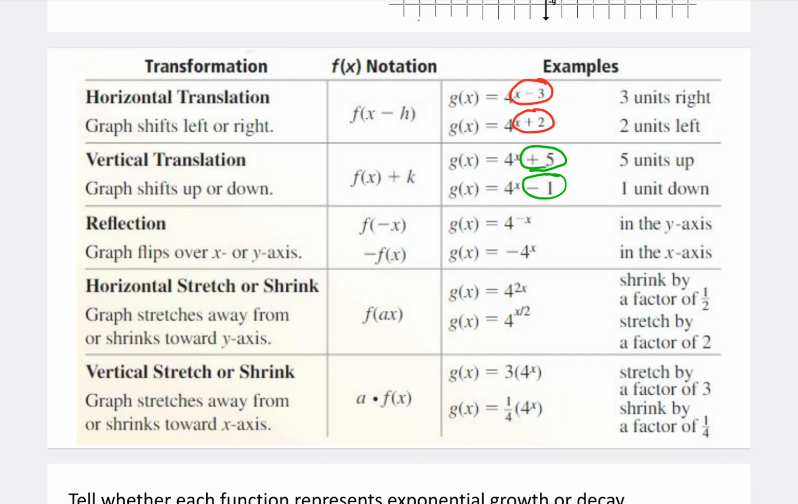So what changes the asymptote for these exponential functions is the vertical translations. If we move the function up or down, that changes where your asymptote is, because the asymptote will also be moved either up or down.